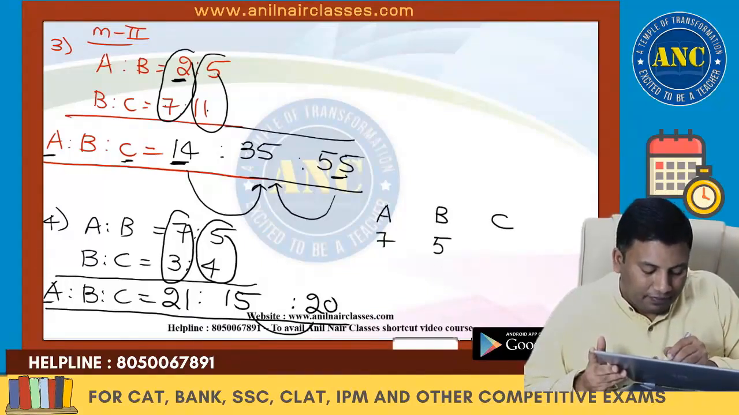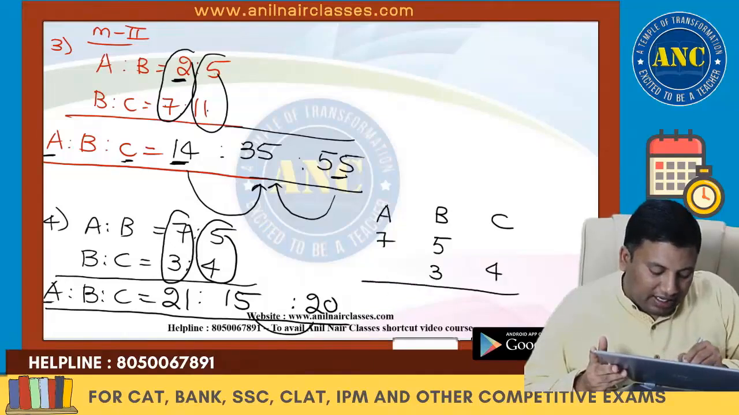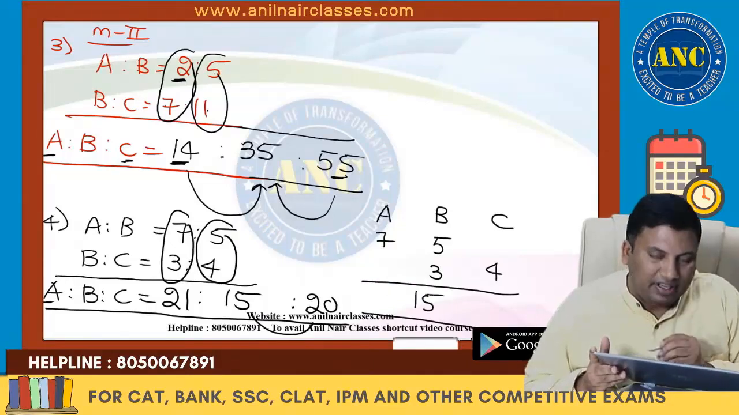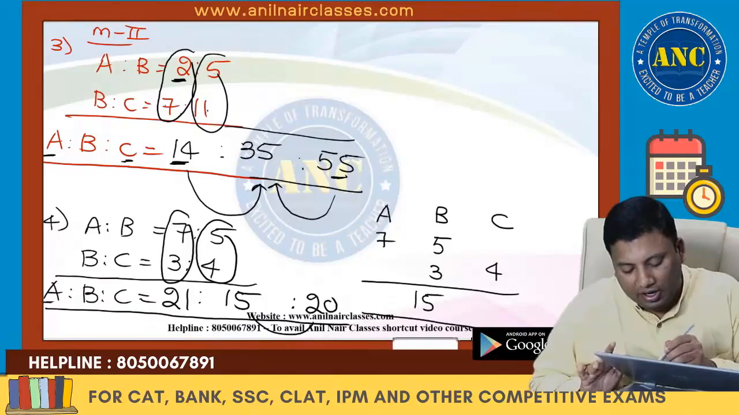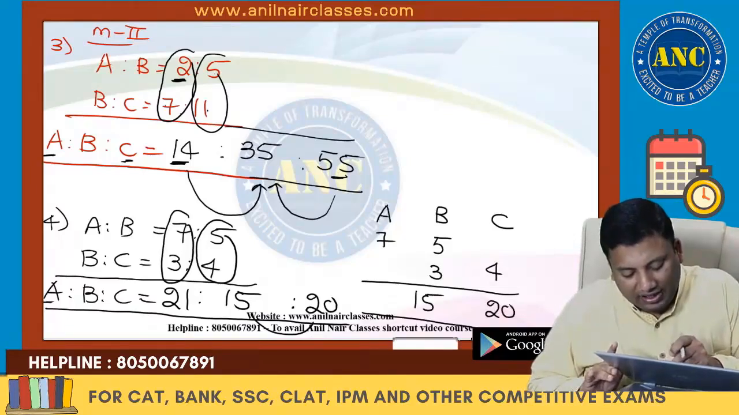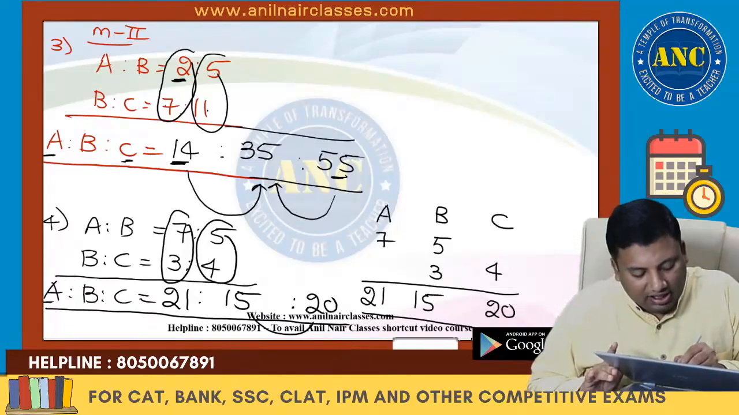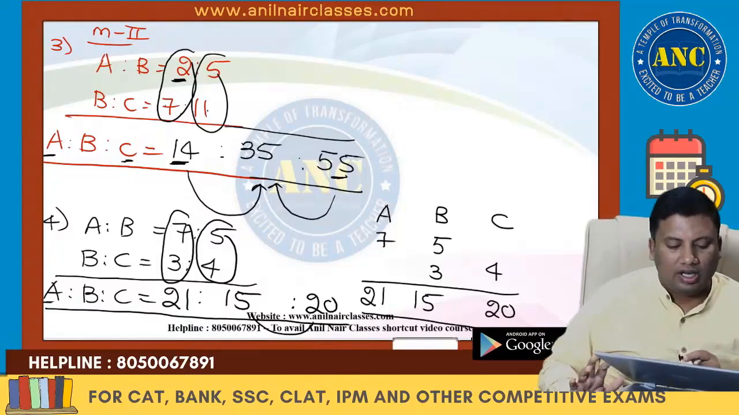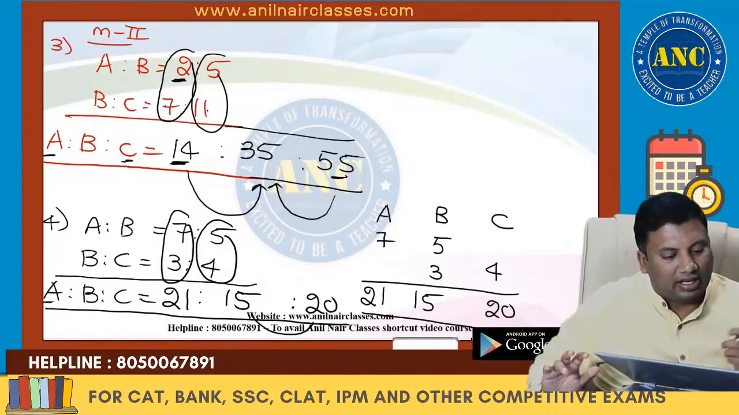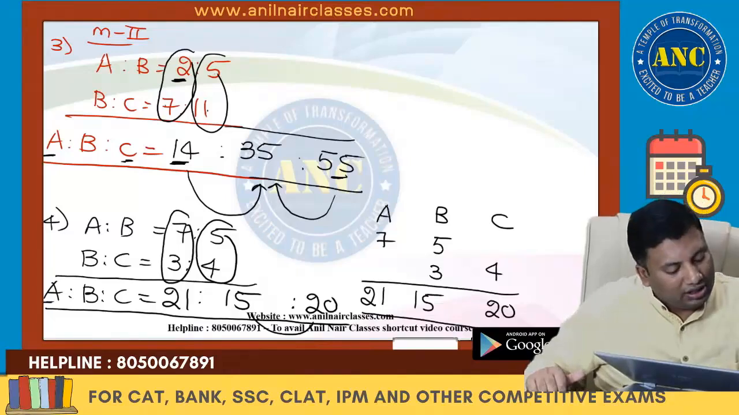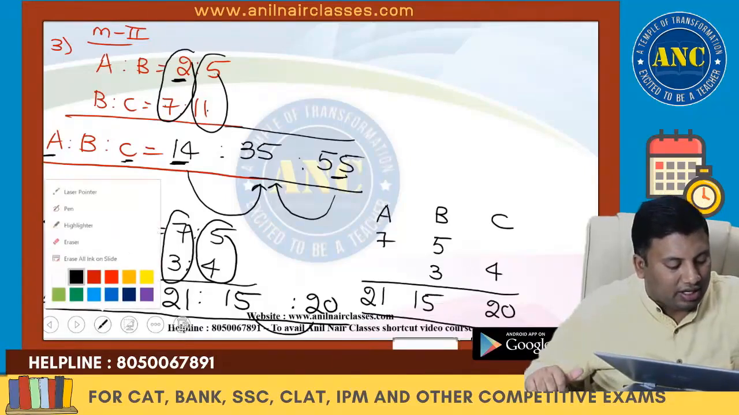7 5, 3 and 4. The 5 and 3 both should be the same: 15. 3 5s are 15, 4 5s are 20, 5 3s are 15, 7 3s are 21. Same answer you got: 21 is to 15 is to 20. Sir, can I do it for more than 3 variables? Definitely you can use it.